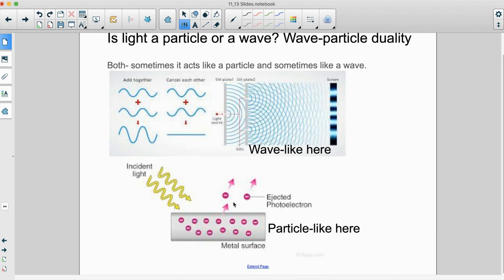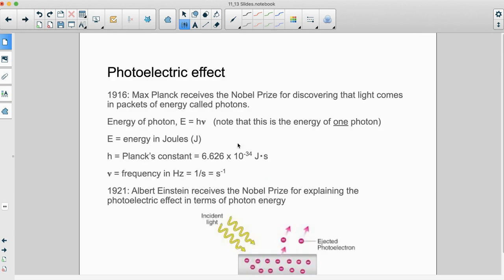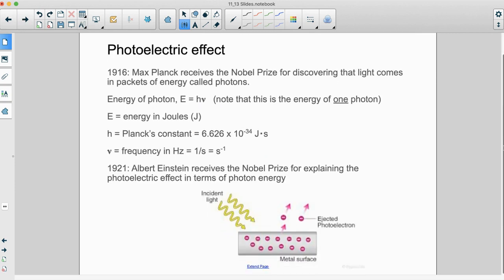However, there are cases like this example right here where the light acts like a particle. We're going to talk about this example next. So this is called the photoelectric effect, and Max Planck was the one who received the Nobel Prize for discovering that light comes in photons. The energy of a photon equals h nu is what Max Planck discovered. This is, by the way, the energy of one photon, just one.